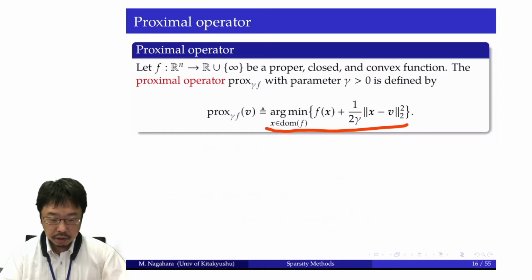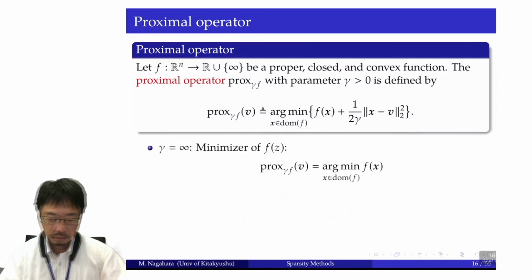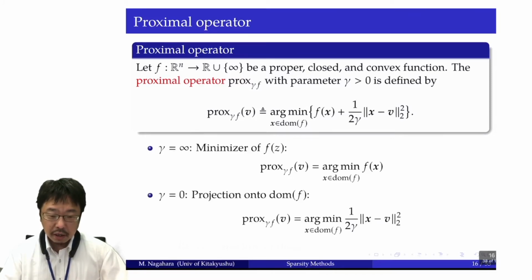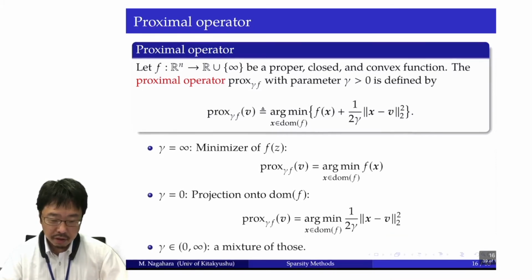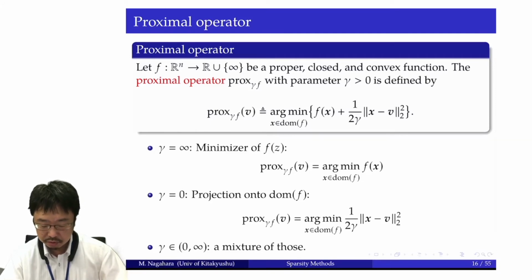Now, let's look at the parameter gamma. If gamma is infinity, then the proximal operator becomes a minimizer of f, if it exists. That is, prox gamma f is argmin f if gamma is infinity. On the contrary, if gamma is 0, then the proximal operator becomes the projection onto the set domain f. And if we use a positive gamma, the proximal operator is a mixture of those.